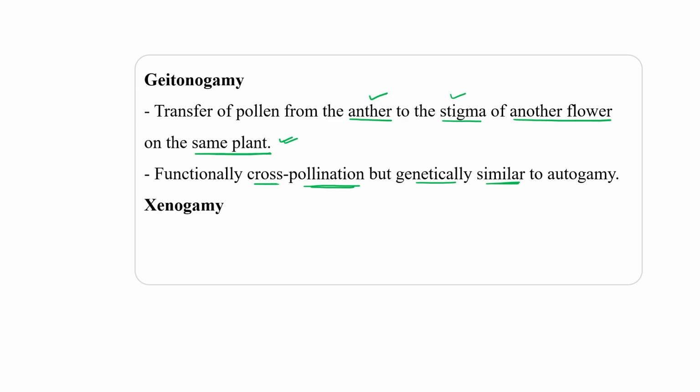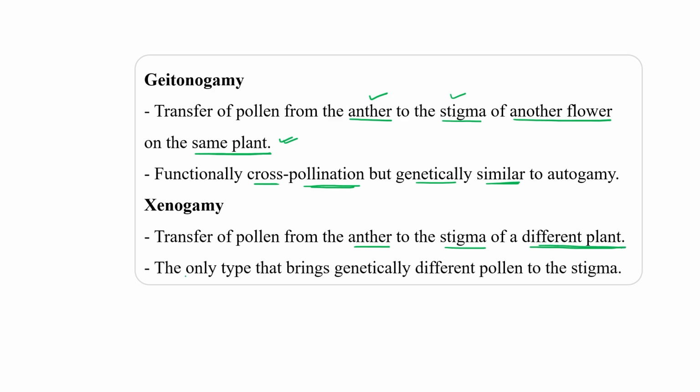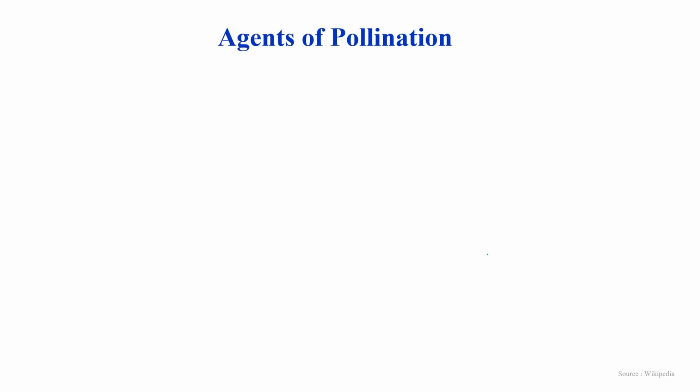Clear? Third type is xenogamy. Transfer of pollen from the anther to the stigma of a different plant's flower. So these are genetically different. Xenogamy is the only type that brings genetically different pollen to the stigma. I hope all three terms have been cleared now. So now let's understand the different agents which are useful in pollination.